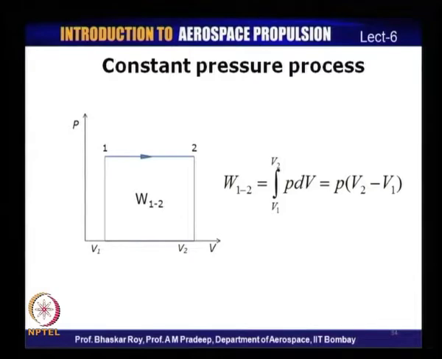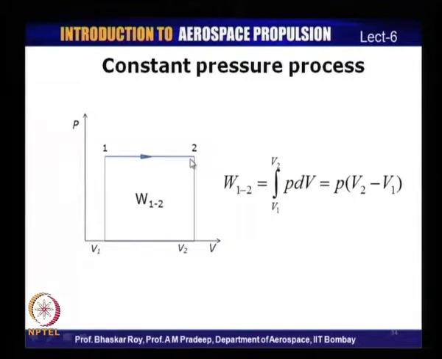Now, let us first look at a constant pressure process, wherein the pressure remains constant and the volume keeps changing during the process. If you were to look at the PV diagram for such a process, wherein pressure is constant, this process takes place between states 1 and 2. Since pressure is a constant, you can see that P1 is equal to P2.